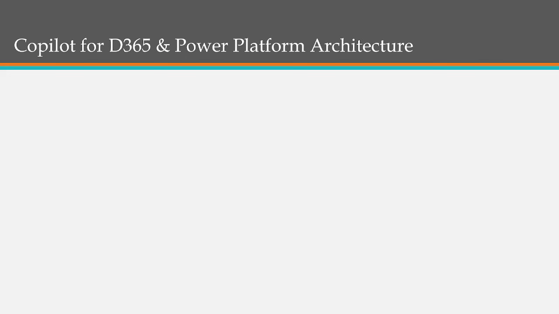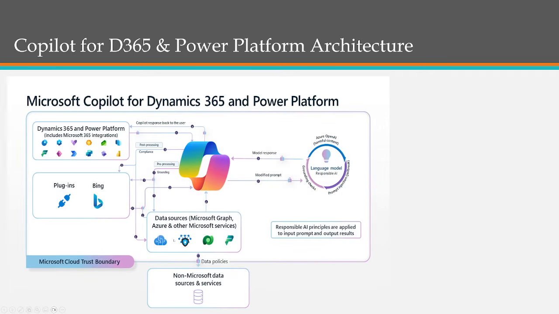Let's talk about Copilot for D365, Dynamics 365 on Power Platform. This architecture is similar to the previous architecture, but here the components on the left-hand side, you can see there are Dynamics 365. If you are not aware, Dynamics 365 is a business suite from Microsoft.